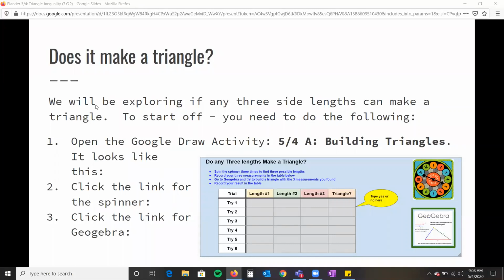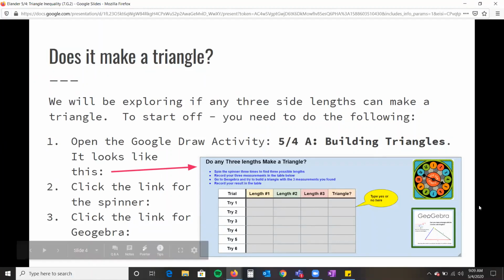To start off, you need to do the following. So number 1, you need to open the Google Draw activity that says 5-4A. Okay, 5-4A, building triangles. And it should look like this with this little spinner in the top right. Okay, so let's all do that. Let's do step 1 together. So if you don't have those files open, go ahead and open that first one, or if you do, go to 5-4A and click on that Google Draw and have it open up to where you can see this spinner and this chart here. Okay, so we'll take about 30 seconds to get that open. Go ahead and do that now.